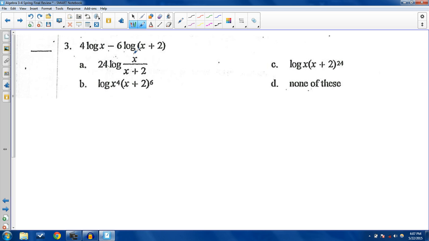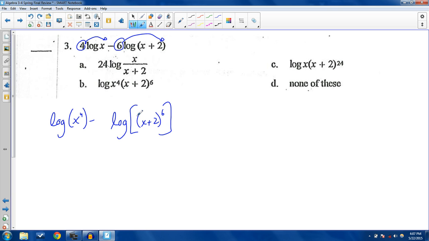Number 3, another log problem here. I'm going to do the same thing. This is about condensing this into a single log. So I'm going to take that 4 and put it in with the x. You can do this 2 different ways, and I'll show you both. First, I'm going to take the 6 and put it in with the stuff, but I'm going to put it on the outside over there. So this will be log of x to the 4th minus log of x plus 2 to the 6th power.